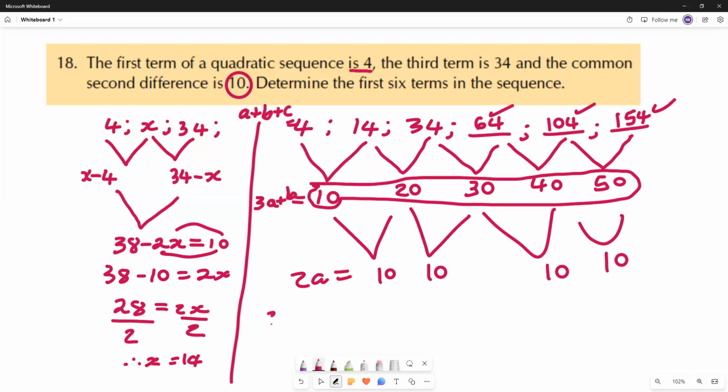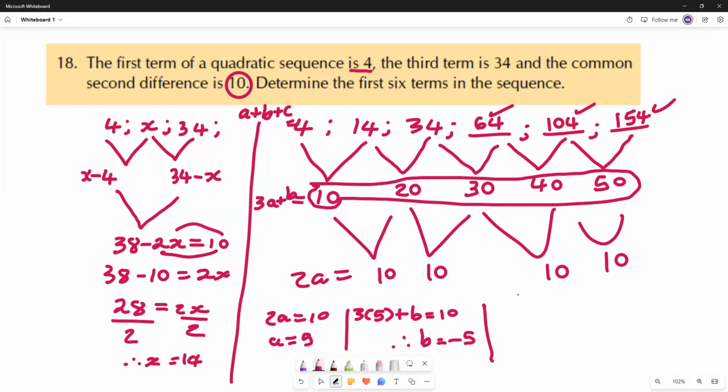So I can see that 2a equals 10. Then I divide both sides and I see that a equals 5. Then I'm going to have 3 times 5 plus b equals 10. Therefore, b will be 10 minus 15, so b will be negative 5.